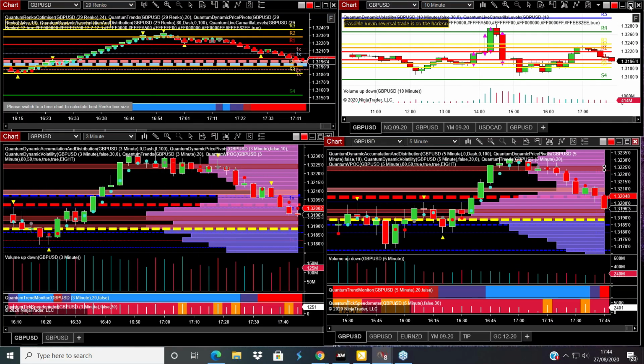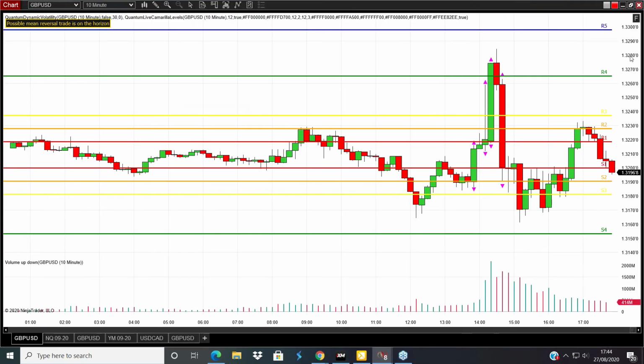But if you combine that with the levels that derive from the Camarilla, we've actually got 132.70, which is the R4. The fourth level on the Camarilla is actually a very important level.